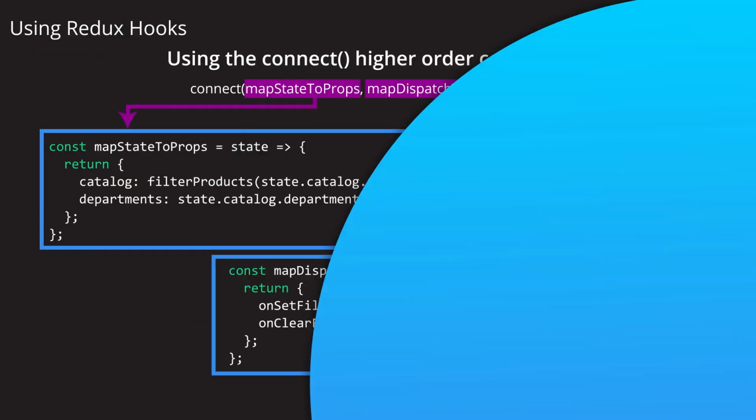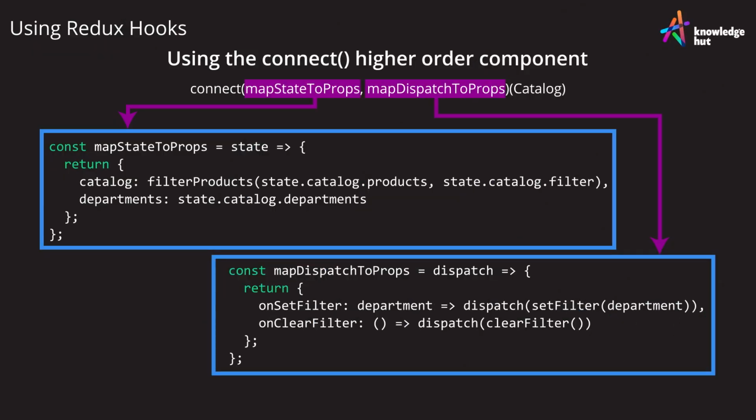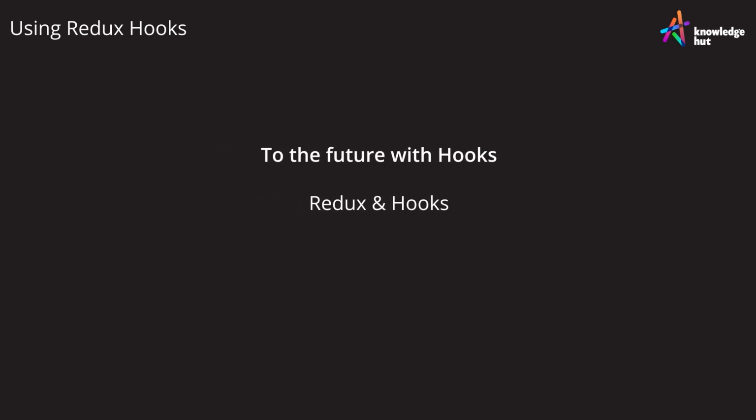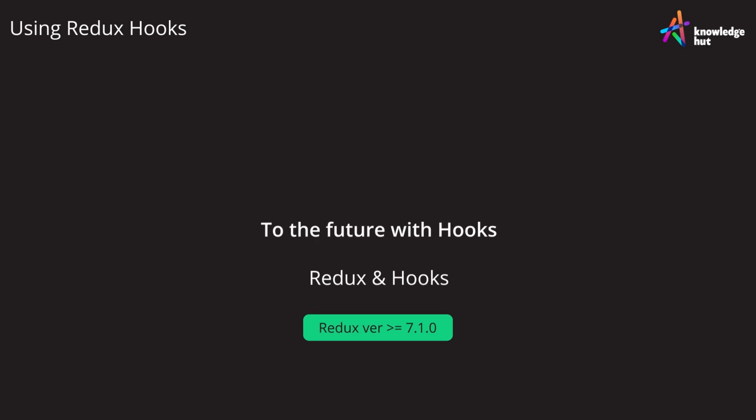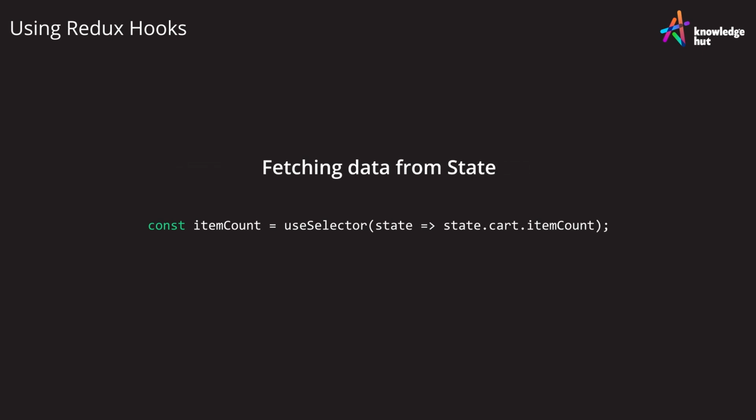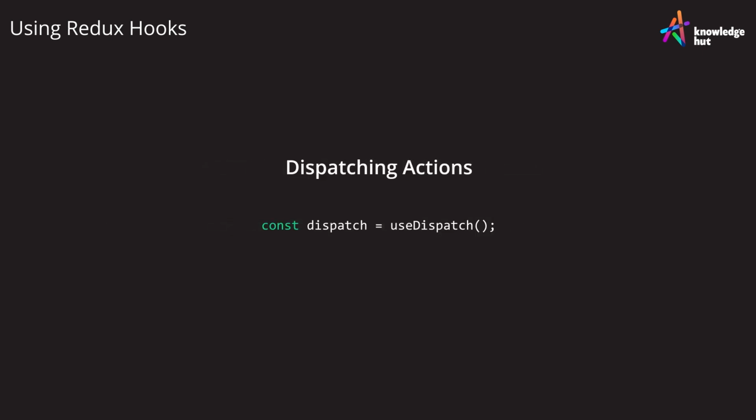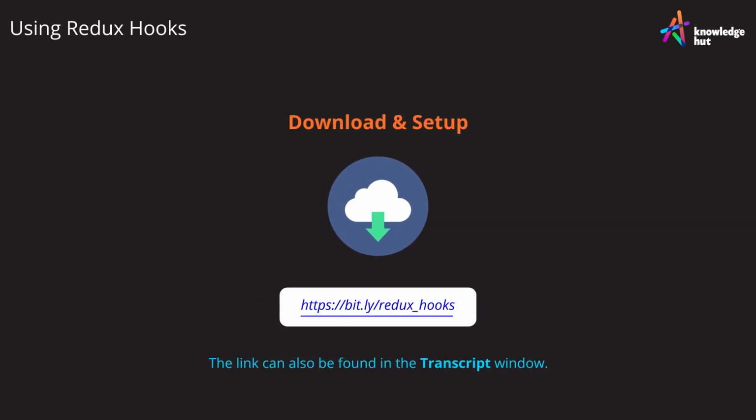Let's begin. When working with the catalog component, we used the connect higher order component. Redux added support for the hooks API in version 7.1.0. We'll be working with two major hooks from the React Redux package. The useSelector hook allows you to extract data from the state, somewhat like the map state to props function when using connect. On the other hand, the useDispatch hook can be used to get access to the dispatch function so that actions can be dispatched from the component. Let's put them to use in our project.